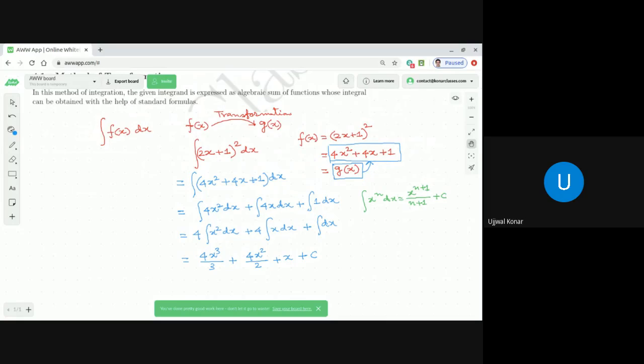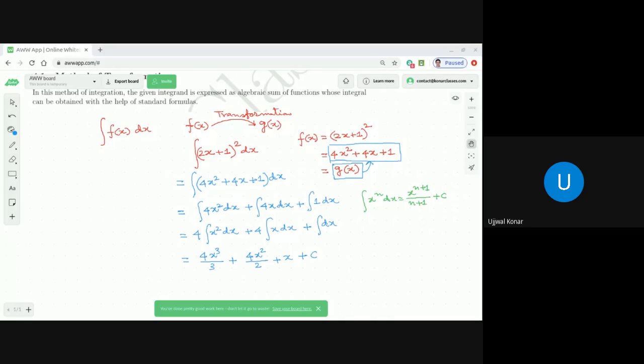So what we see from this simple example is that we just transform. Our fx was 2x plus 1 whole square. Then we transform it into gx, which is nothing but 4x square plus 4x plus 1. And then we perform that integration. Clear or not clear? Okay.